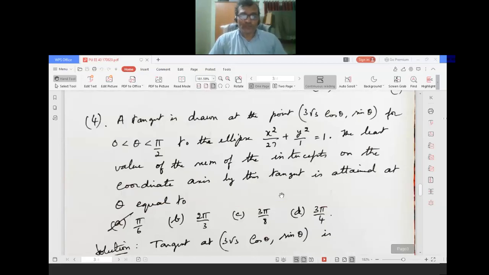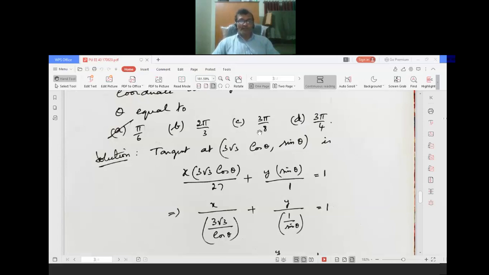Hope you followed this. So once again, a tangent is drawn at the point (3√3 cos θ, sin θ) for 0 < θ < π/2 to the ellipse x²/27 + y²/1 = 1. θ is between 0 and 90 degrees. The least value, the minimum, of the sum of the intercepts on the coordinate axis by this tangent is attained at θ equal to a) π/6, b) 2π/3, c) 3π/8, d) 3π/4. So the tangent at (3√3 cos θ, sin θ) is x x1/a² + y y1/b² = 1.